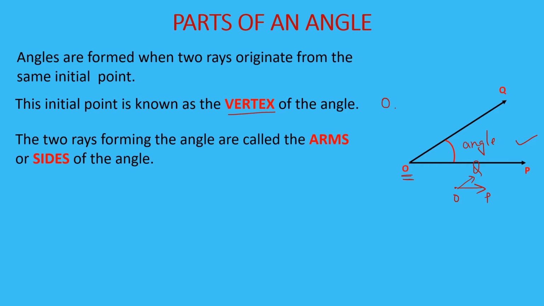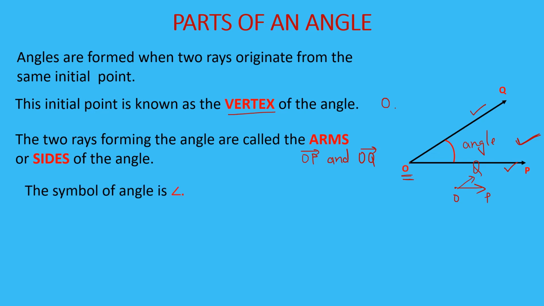Now second, the two rays forming the angle are called the arms or sides of the angle. Now you can see here in this figure, this angle is formed. For this angle, we have the ray OP and ray OQ. This is ray OP and this is ray OQ. So these two rays are called the arms or sides of the angle. So here I am writing the arms for this angle: OP and OQ. These are the arms for this angle, or we can say these are the sides of this angle.